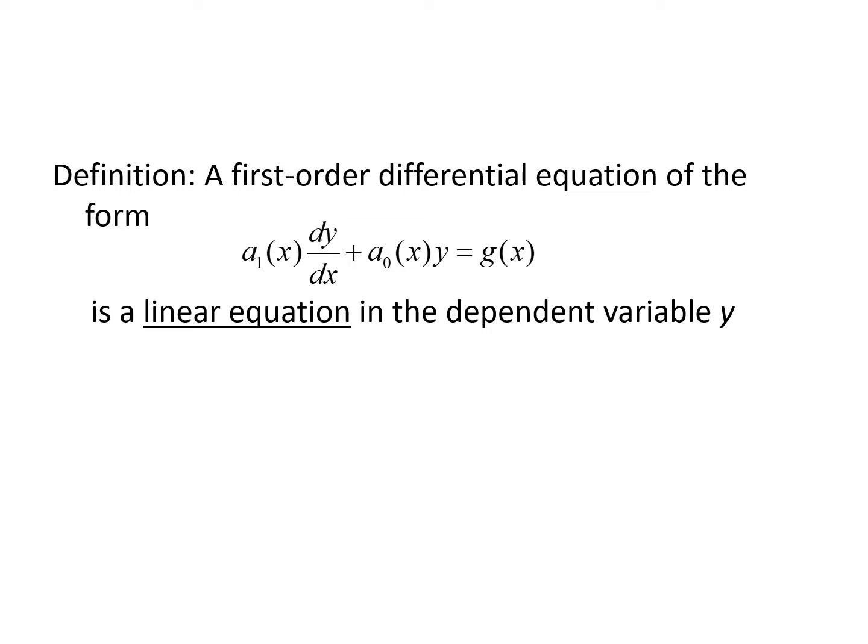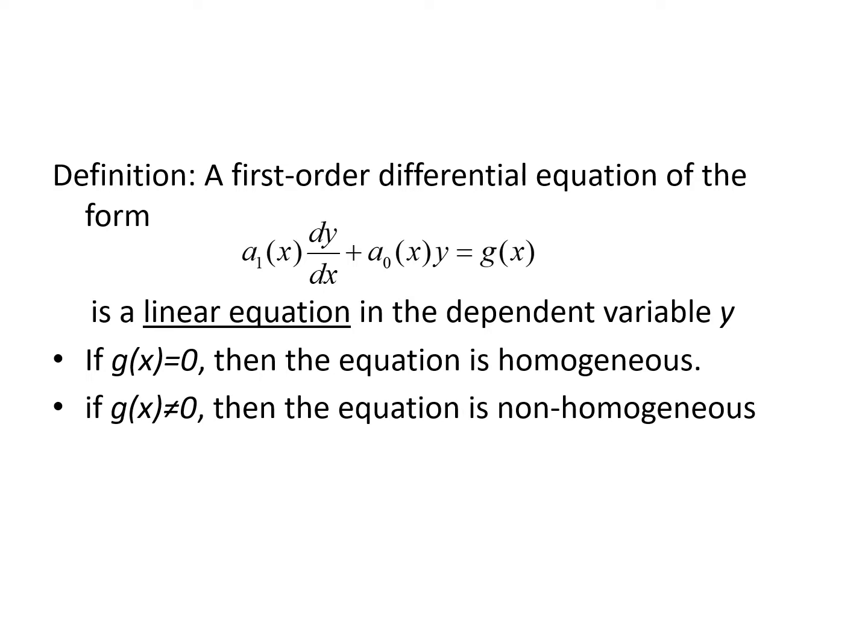If we have a linear equation, we can classify it. If the right-hand side is equal to 0, so if g of x is equal to 0, that's called a homogeneous equation. And if the right-hand side is not equal to 0, then it's a non-homogeneous equation.